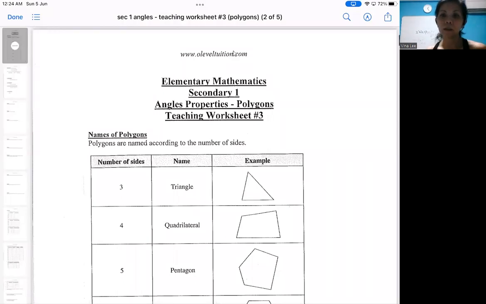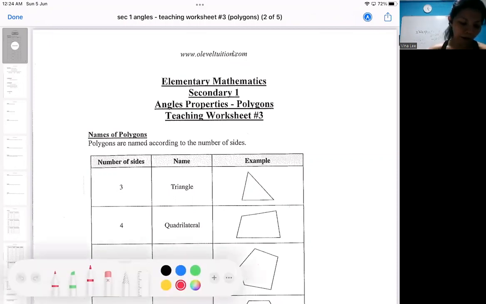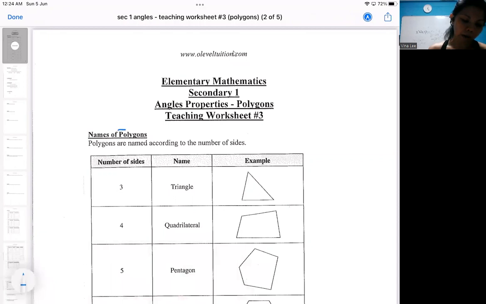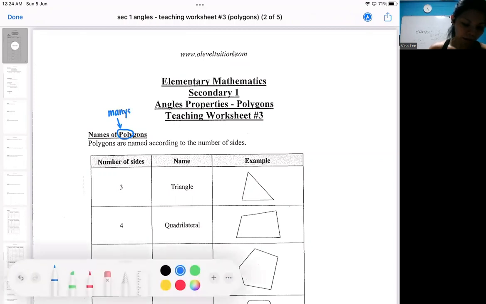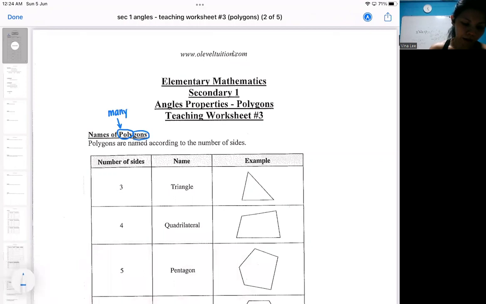This is the start of the topic on something called polygon. So it is part of the geometry topic. The name polygon has two parts. Poly means many, and the second part, gon, means side. So basically you're dealing with shapes that have many sides.